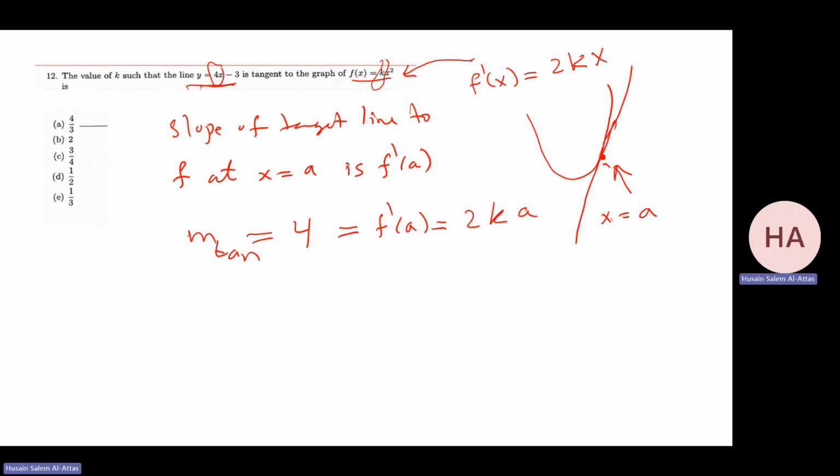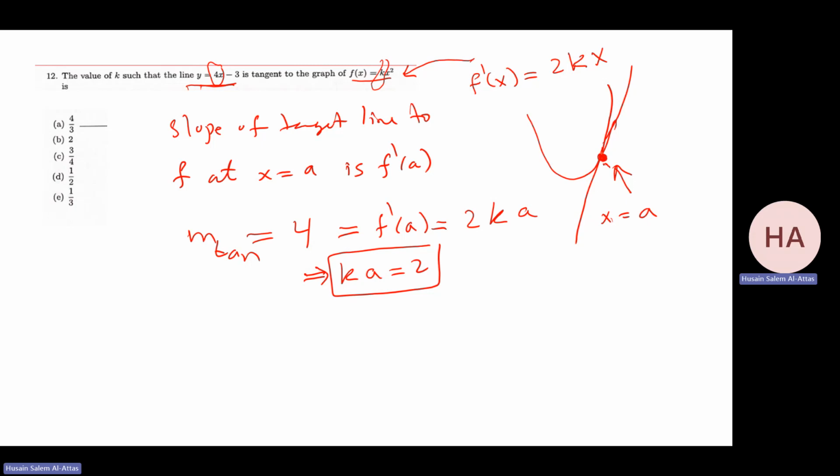Make the problem worse. I put another variable. So that means Ka equal to, this is what I get. I need to find A. How to find A?